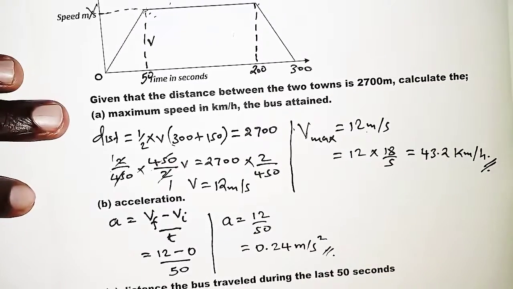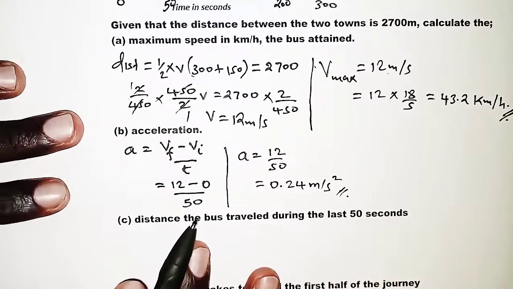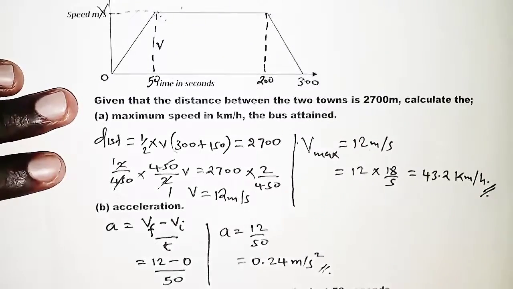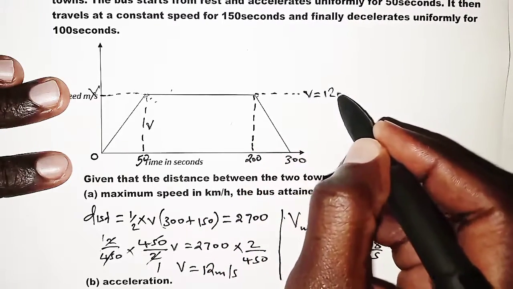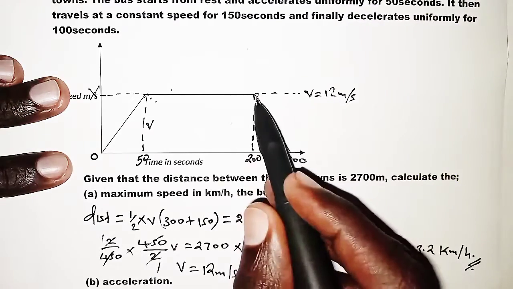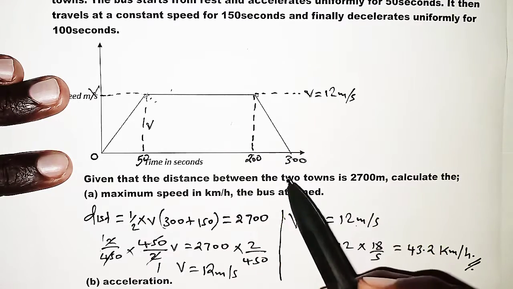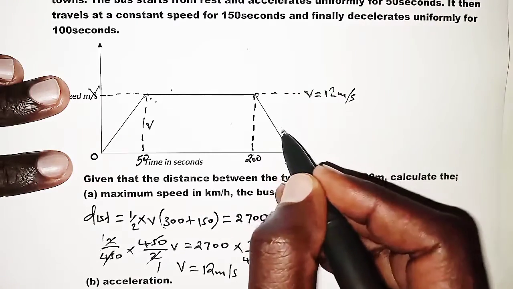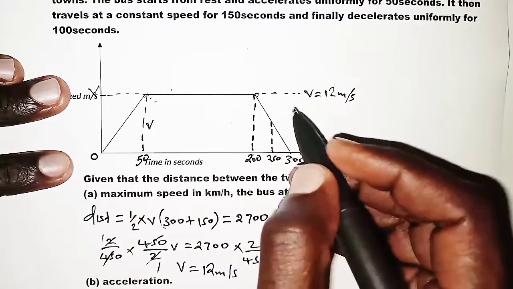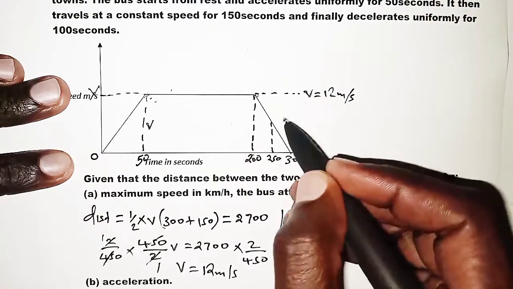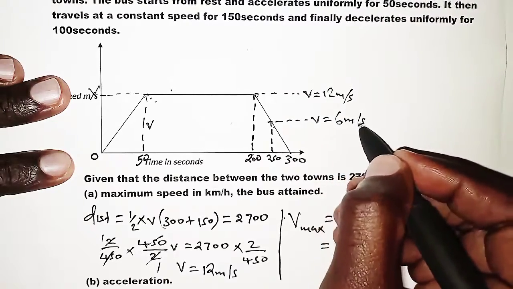Then next, we are supposed to be calculating the distance the bus traveled during the last 50 seconds. So during the last 50 seconds, we have this. So at this particular point, we have the velocity as 12 meters per second. And then between this point here and this point here, the time difference is 100 seconds. So after 50 seconds, that is half that time. So after 50 seconds, we believe that it will be somewhere here. And the point is 250 seconds. So after 50 seconds, the velocity has reduced by half. So at this point, we have the velocity at 6 meters per second.